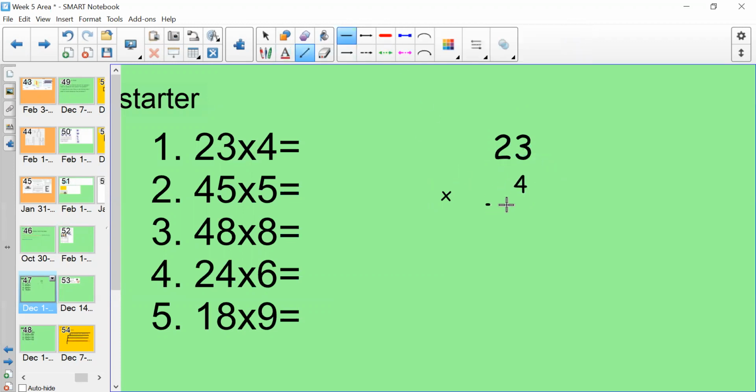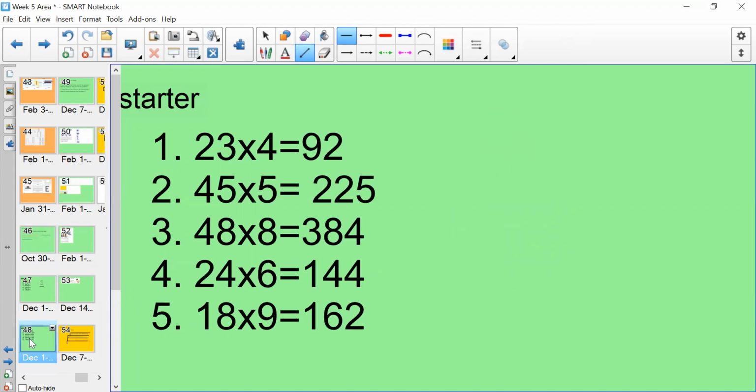And then we need to multiply, starting in the ones column, and then moving to the tens column. And you might need to regroup. So think back to when we did that, and I'd like you to complete all of those sums using this method. Okay, so pause the video and have a go. Okay, well done. Right, these are your answers. If any of your answers are not like mine, have a go at doing your sum again to see where you went wrong.